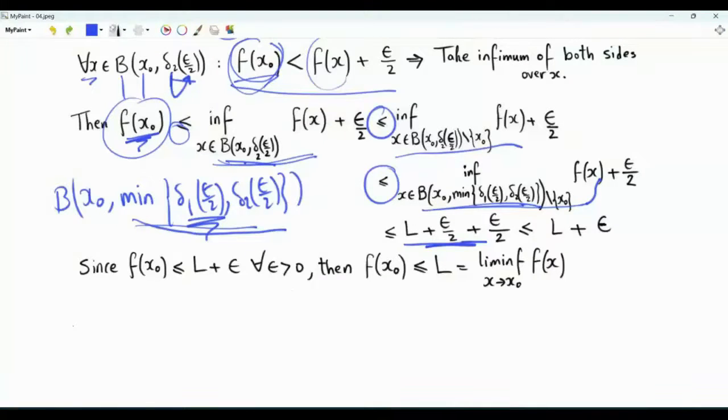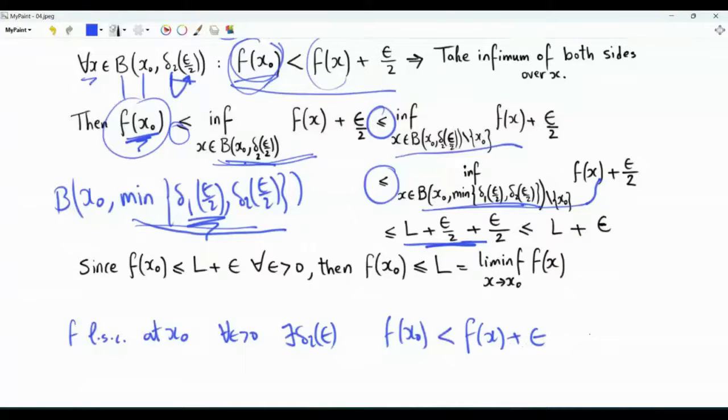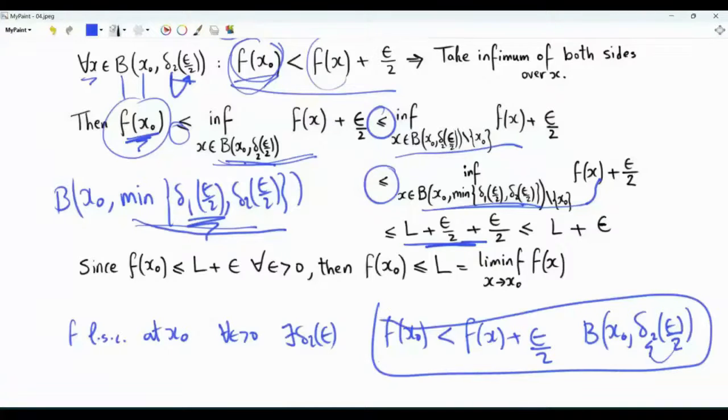To summarize, we have assumed that f is lower semi-continuous at x0. This means that for every epsilon greater than 0, there exists delta 2, which depends on epsilon, such that f of x0 is strictly less than f of x plus epsilon for every x that is in the ball with center x0 and radius delta 2 of epsilon. Epsilon is a positive parameter. What we do is that we will choose delta 2 that corresponds to epsilon over 2 to make the upper bound f of x plus epsilon over 2. Okay, so we have this.